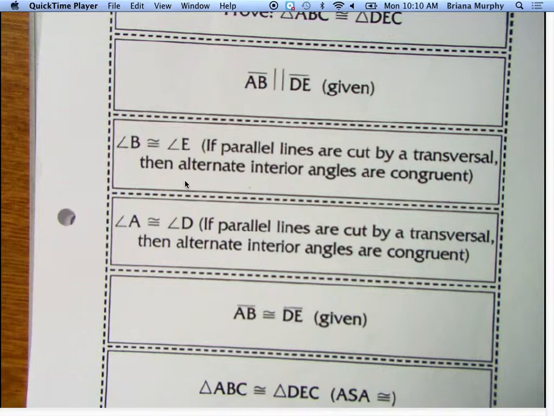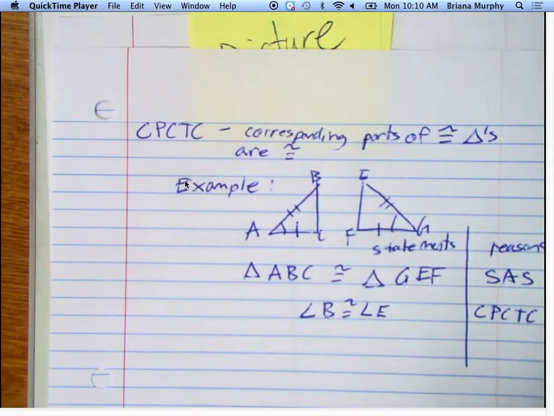Okay, we're going to go over our new vocab word. So please get that out in front of you. Your vocab.